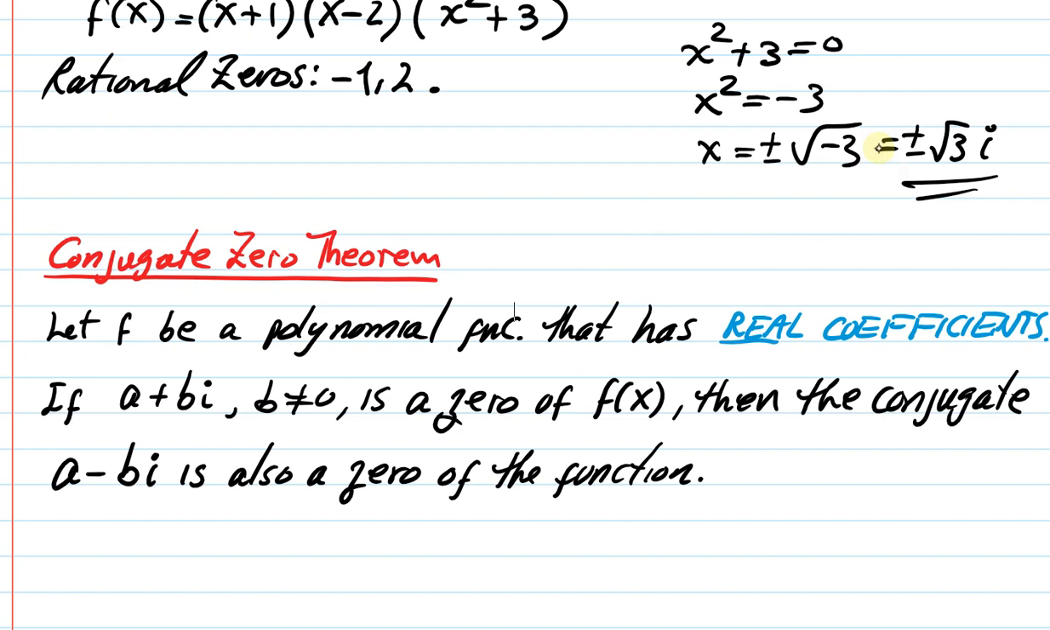So what is a conjugate of a complex number? If a plus bi is a complex number, its conjugate is a minus bi, and vice versa. So these are conjugates of each other. For instance, 2 plus 3i, its conjugate is 2 minus 3i. The conjugate of 2 minus 3i is 2 plus 3i. So these are just complex conjugates.